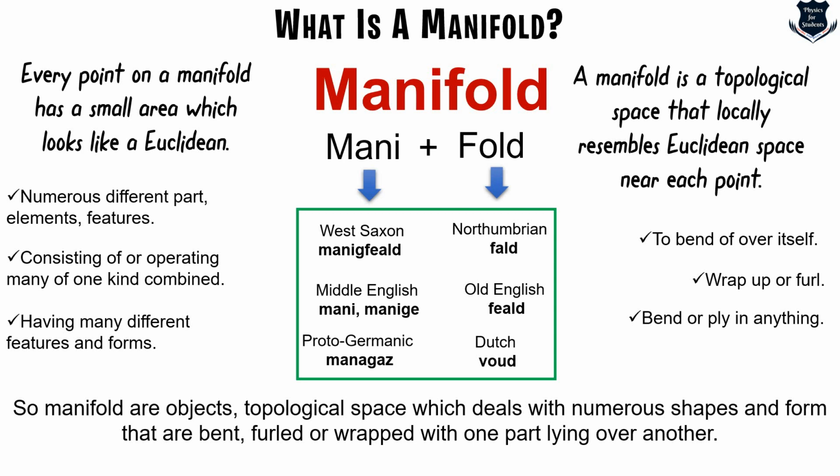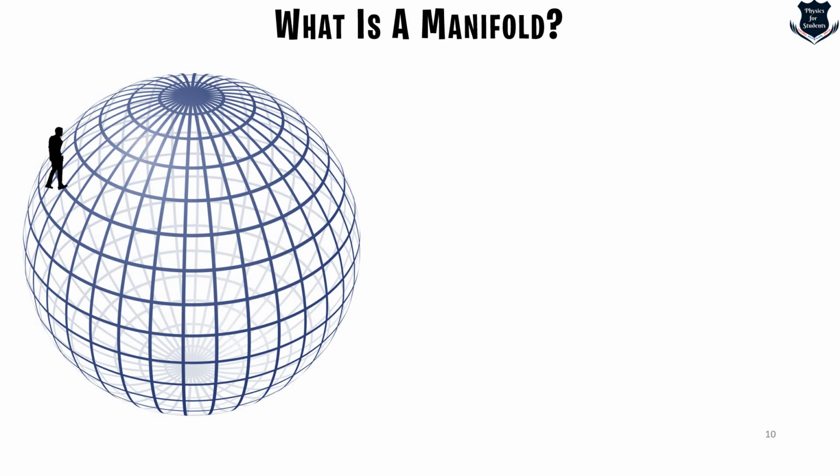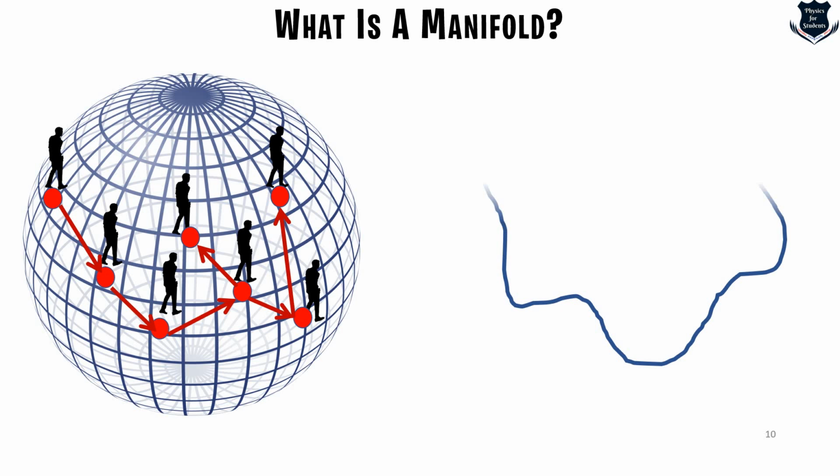Now let us look at what a manifold is visually. I take a sphere and I start walking from here to here, and from here to here, and from here to here and so on, and then finally I end up here. So this is my path, my journey across a sphere. Now I plot the same journey from the sphere onto a curved but locally Euclidean manifold.